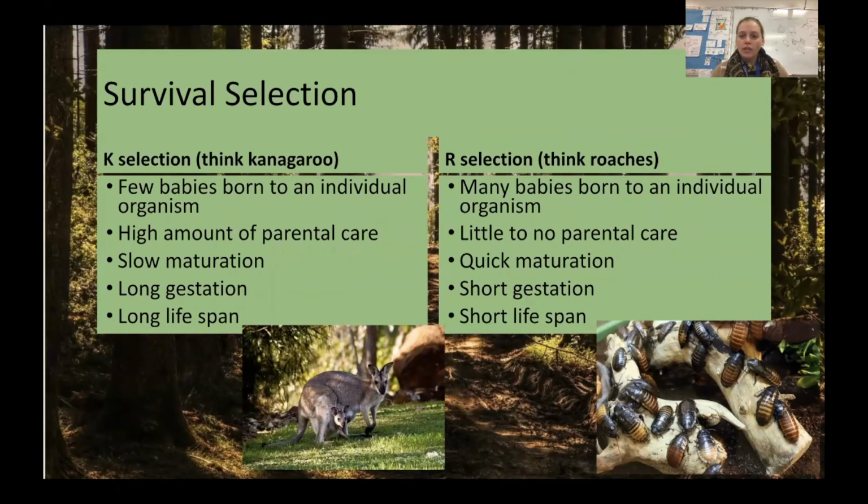We divide organisms into two different groups based on how they reproduce. There's K selection and there's R selection. And K does not mean kangaroo, but I do want you to think about kangaroos because they fit these characteristics, as most mammals will. For R, I want you to think about roaches because they fit these characteristics, as most insects will. So K selection has very few babies born to an individual.